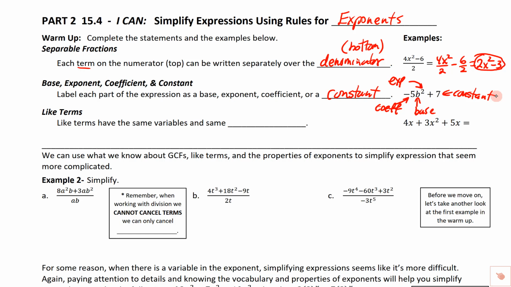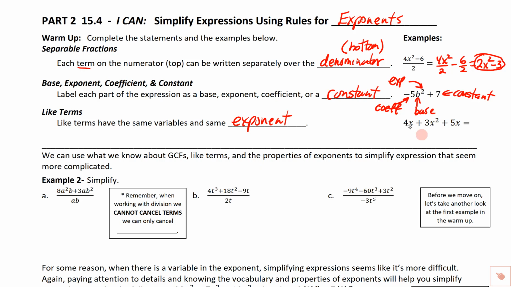And then like terms. Again, let's talk about like terms. Like terms have the same variables and the same exponents. Now, you know what like terms are. We use these all the time, and this is a typical way of explaining this, but we'll see that there are some other ways to think about this.